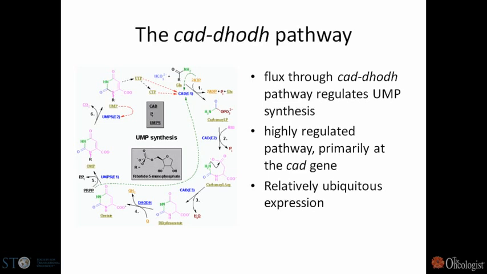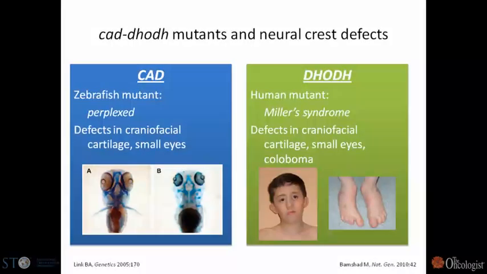And for a while, Rich and I were questioning each other about whether to take the project even forward, because it's hard to know how uridine would be involved in neural crest development. But we were helped by two observations. So the first is that there's actually a zebrafish mutant called perplexed. It's called perplexed because it doesn't have a jaw. And it has defects in craniofacial cartilage and small eyes, and so that was very exciting because it gave us some feeling that this was true.